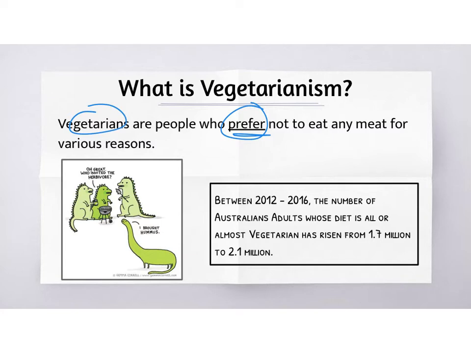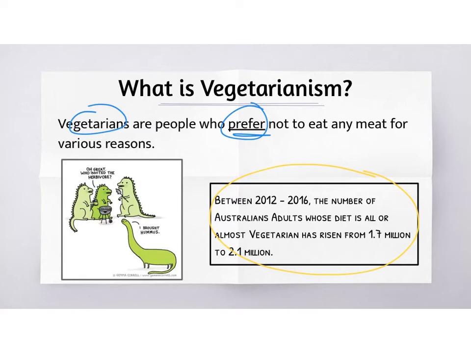Now this is exemplified through the little box of information at the bottom here, where it says between 2012 and 2016, the number of Australian adults whose diet was almost vegetarian or completely vegetarian had risen from 1.7 million to 2.1 million people. Now, I just want you to stop and think about why some people might actually be adopting a vegetarian diet.